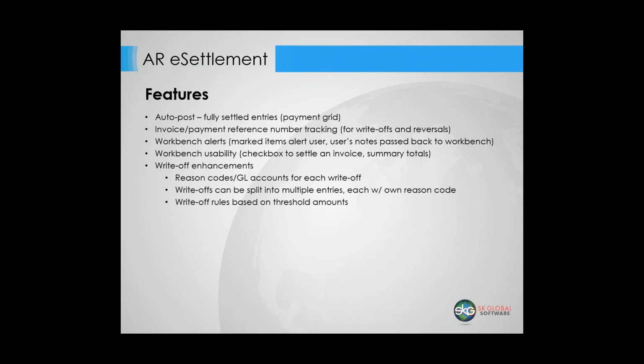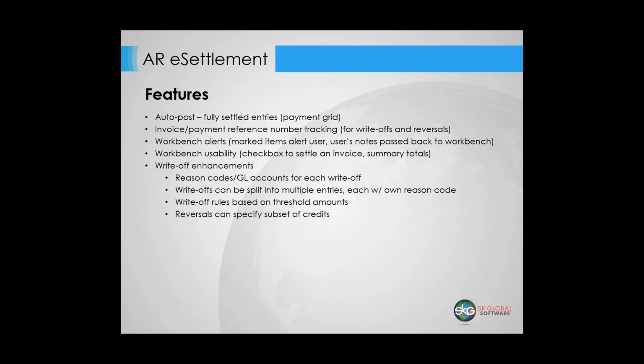And there can be rules that are set up by customer that use threshold amounts. So again, by customer, you can say whenever this customer has a short pay of, say, 10 euros, send it to this reason code, 50 euros to this, and up to, say, 1,000 euros to this. Those rules can be set up, and as the file is imported, those write-off rules can be automatically invoked, and all that processing can be handled automatically.